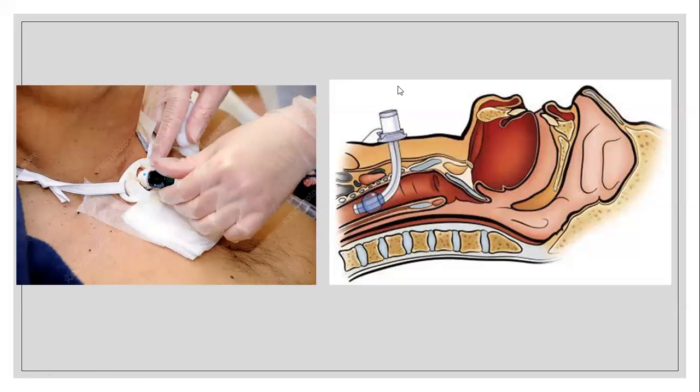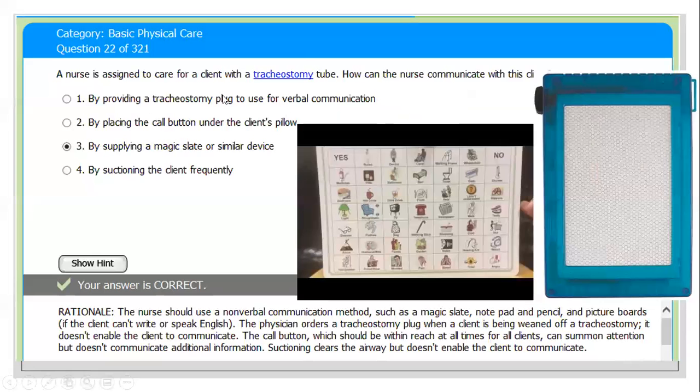And the next one. So in this question, it is saying by applying a magic slate or a similar kind of device for communication. So you see the board, they can write and erase it, or we can use some special device, a picture, to communicate.